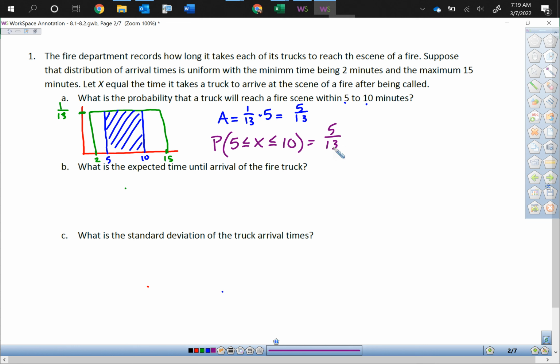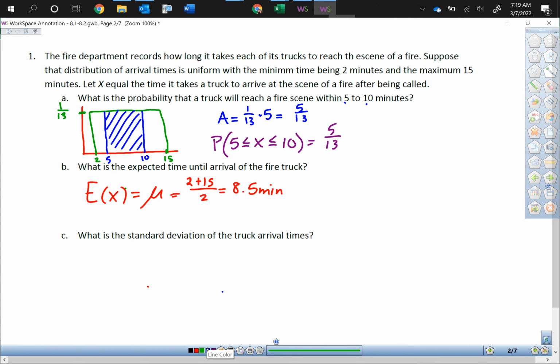Okay? Part B says, what is the expected time until arrival of the fire truck? Now remember, expected time or expected value is the same thing as mu. To find mu, we just use that formula up above, and it says mu is a plus b divided by 2. So a value is 2, and b value is 15, and we're going to divide that by 2. Well, that's going to give me 8.5 minutes. So the expected time until the arrival of a fire truck is about 8.5 minutes.